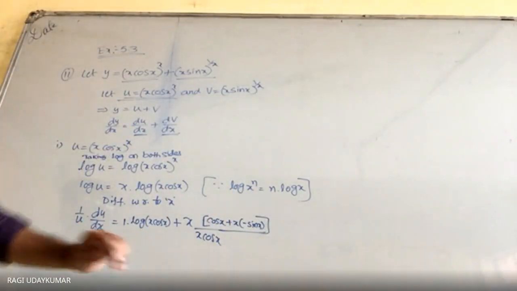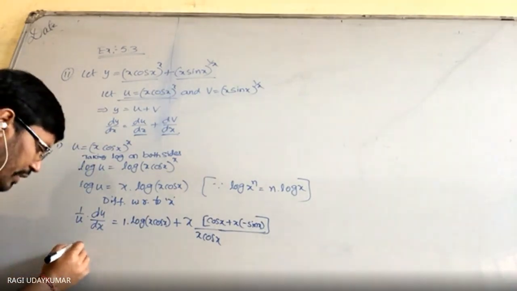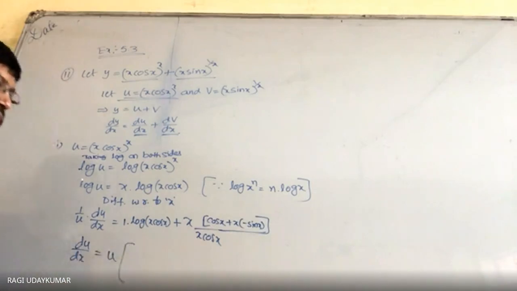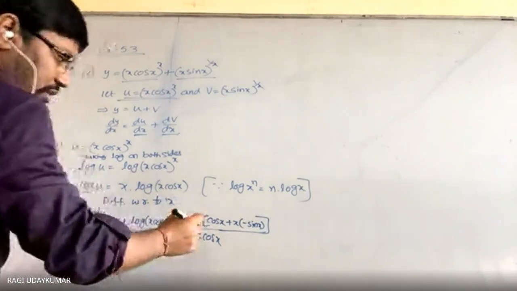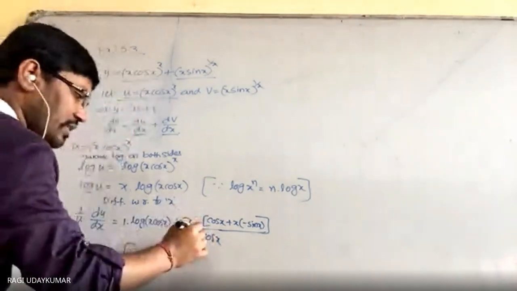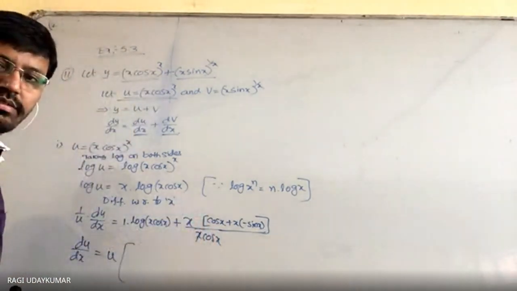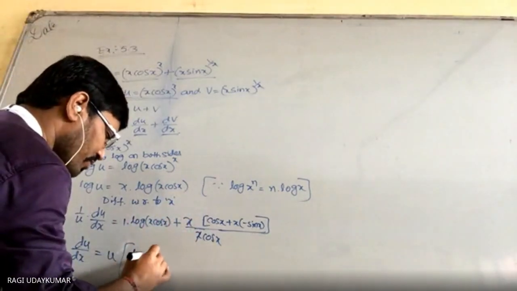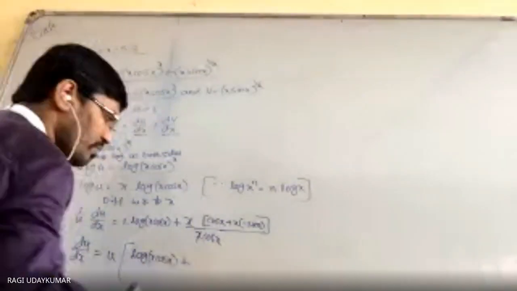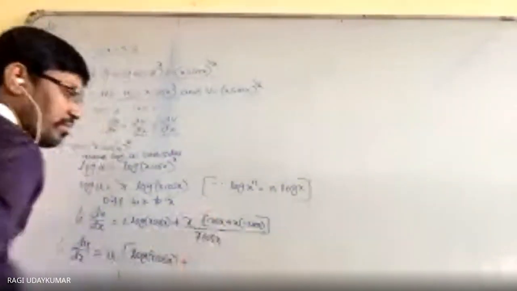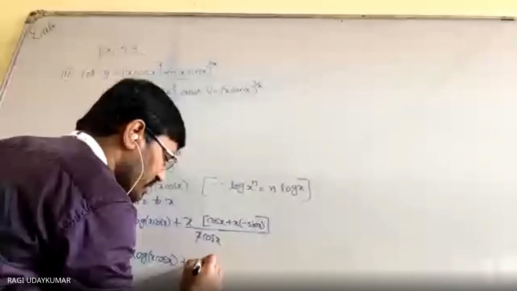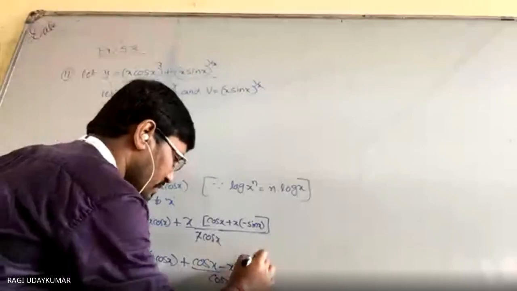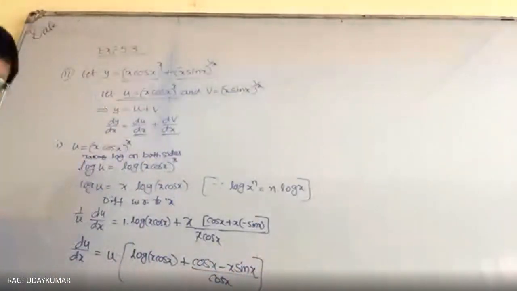So here, whenever you take this into consideration, du by dx is equal to u into, and here x and x can be cancelled. And here you are going to get log of x cos x plus (cos x minus x sin x) by cos x. And what is u? You replace it.